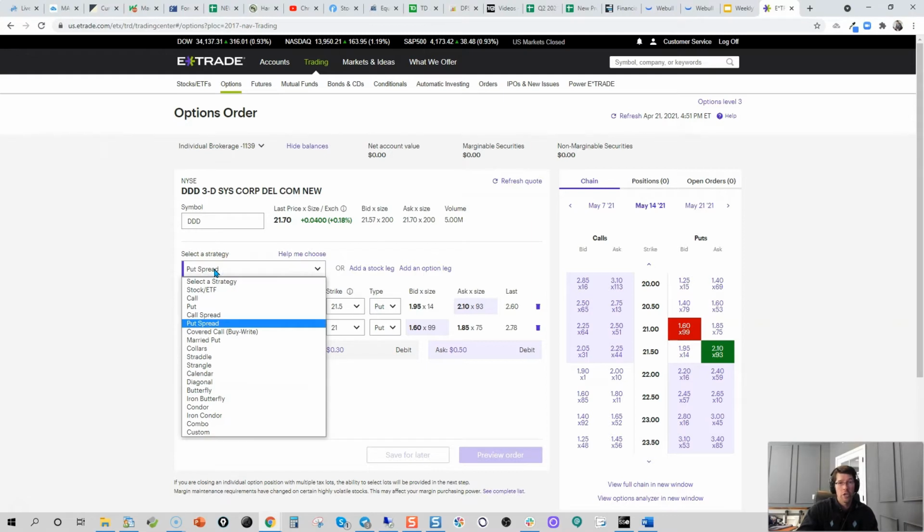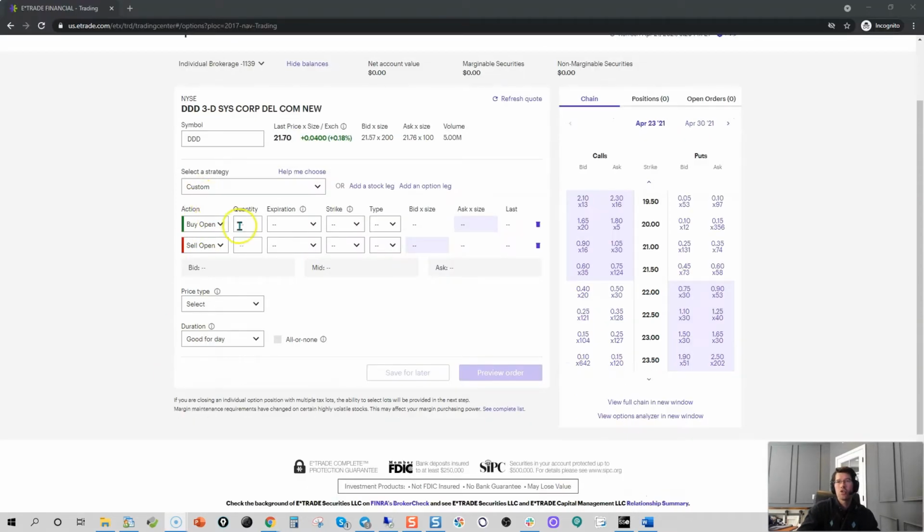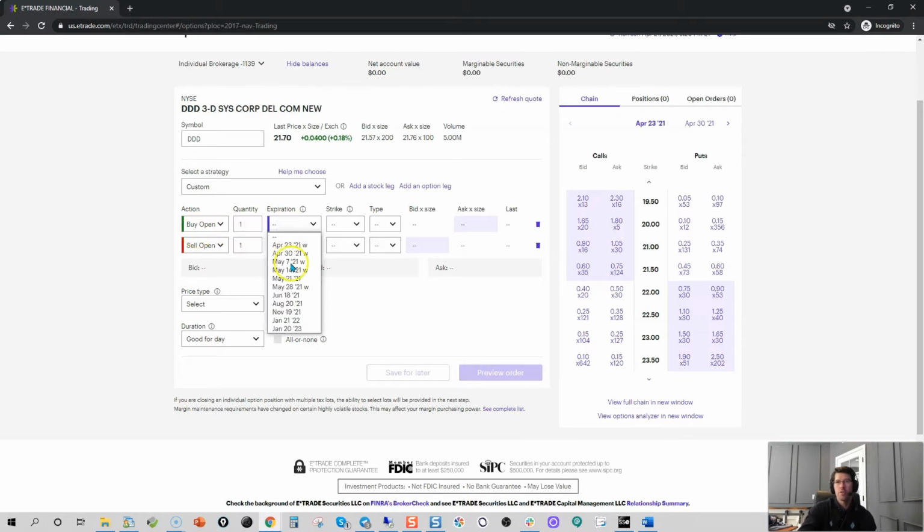If I'm just following along, like you're following myself and Tyson and Equities on Demand, you can also just choose custom and then add the legs. So on Triple D, we have the buy to open, sell to open, and we're both going to do puts here. So quantity 1 for contract. We set this up for the expiration on May 14 on both.